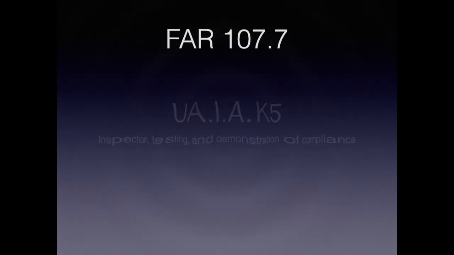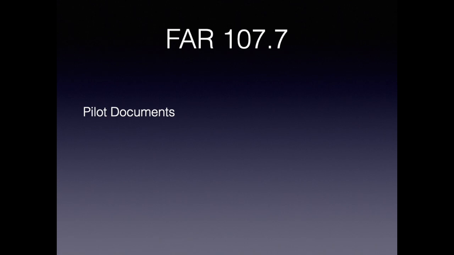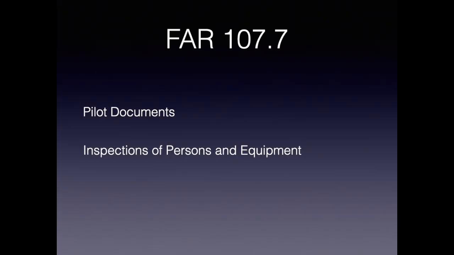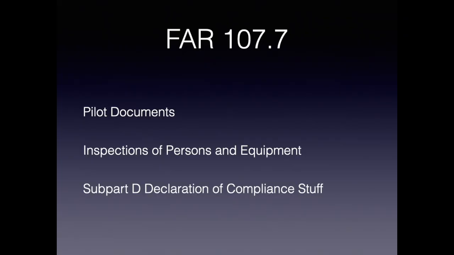So, if we're going to break these down, these talk about your pilot documents. This code also talks about the inspection of persons and equipment, and it also talks about Subpart D declaration of compliance stuff. Now, I just kind of wrote it generically like that.